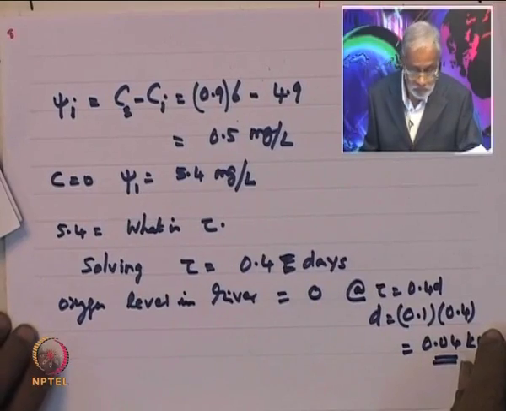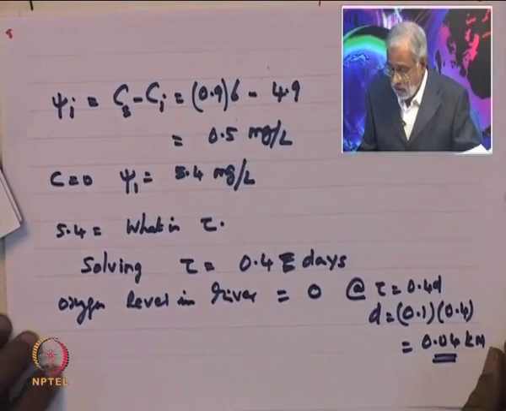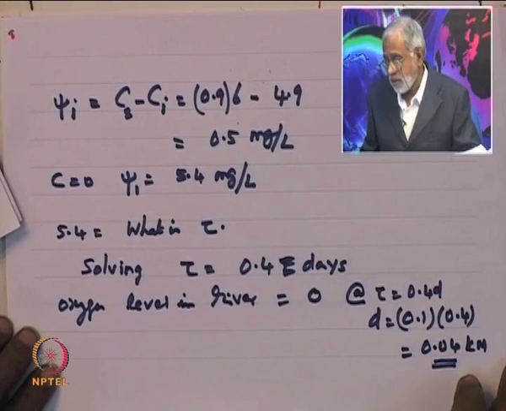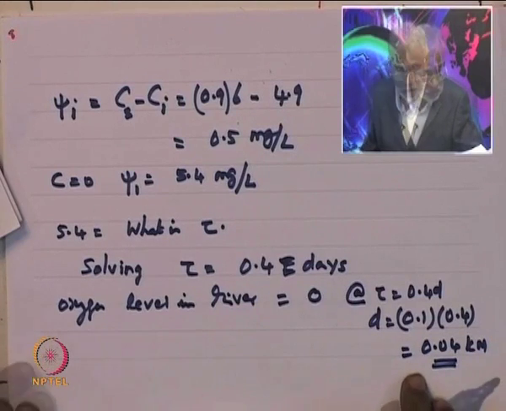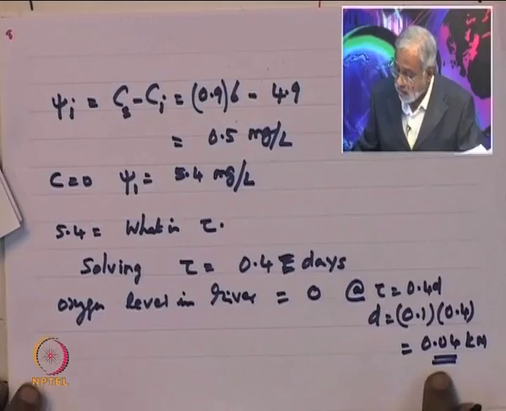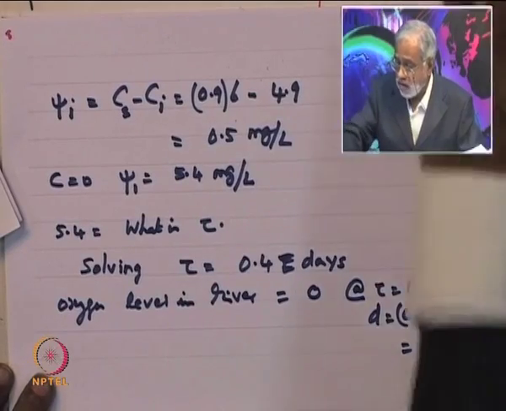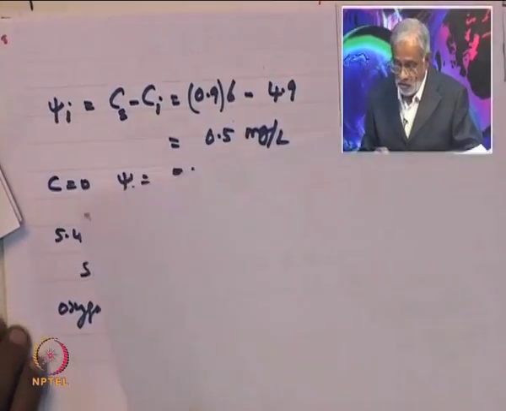Okay. So, this is the first question. The second question is, it becomes 0, all right. What happens to COD at this point? What is the value of COD at this point? If I ask you, what will you say? So, we can calculate that also. What is the COD at this point?